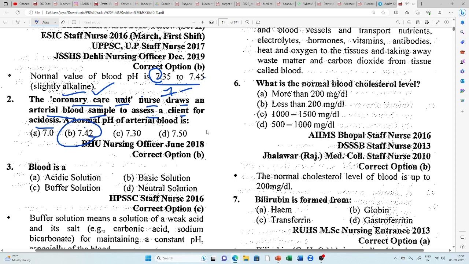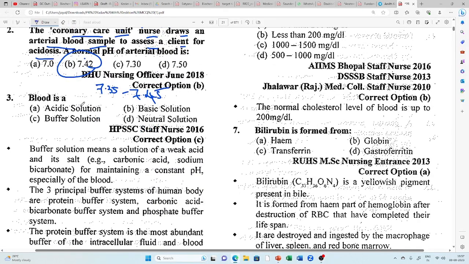B, 7.42, correct. The normal pH of blood is 7.35 to 7.45. So in this option, the correct option is option B. Next question: blood is an acidic solution, basic solution, neutral solution, or buffer solution? Actually, it is a buffer solution.